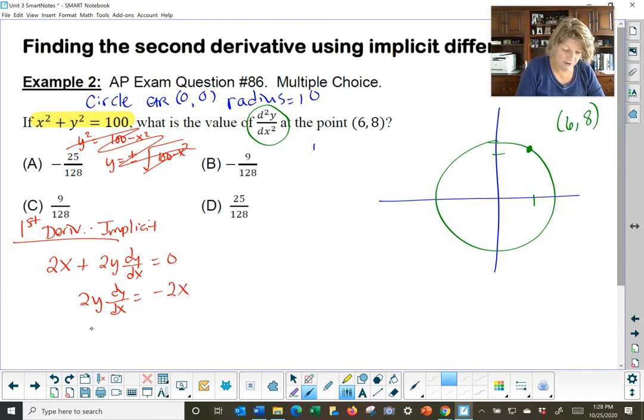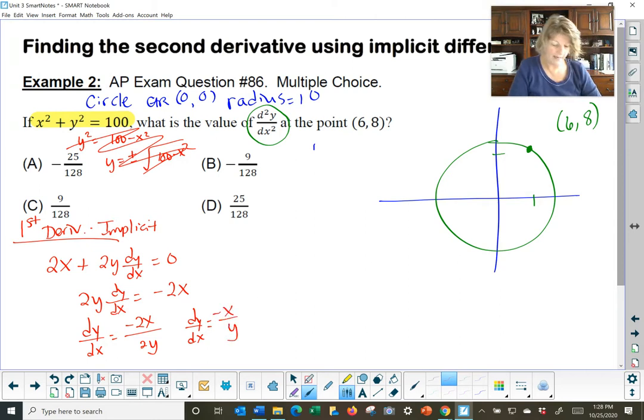Then I'm going to divide by 2y, and I'm going to get dy/dx equals negative 2x over negative 2y. Oh, that reduces down to dy/dx of, I'm sorry about the negative down there. Just checked my work. Negative x over y. Yeah, because I was dividing by a positive. Okay, I got my first derivative.